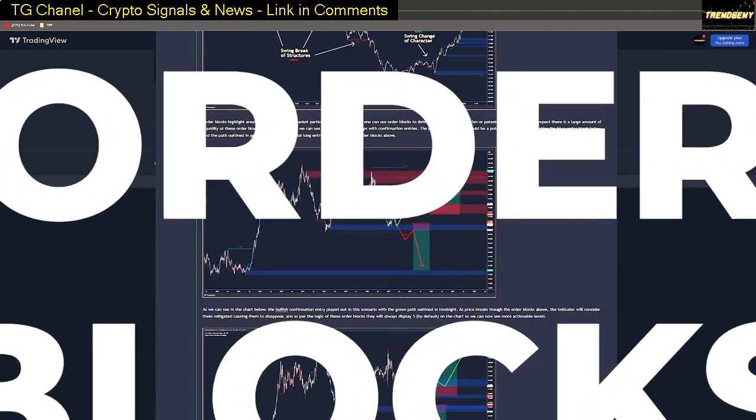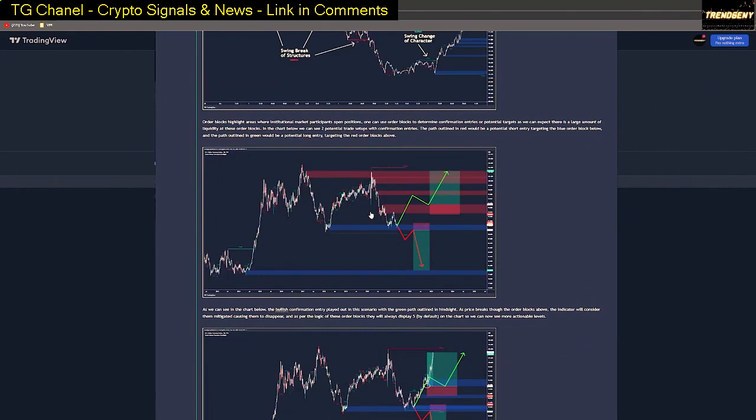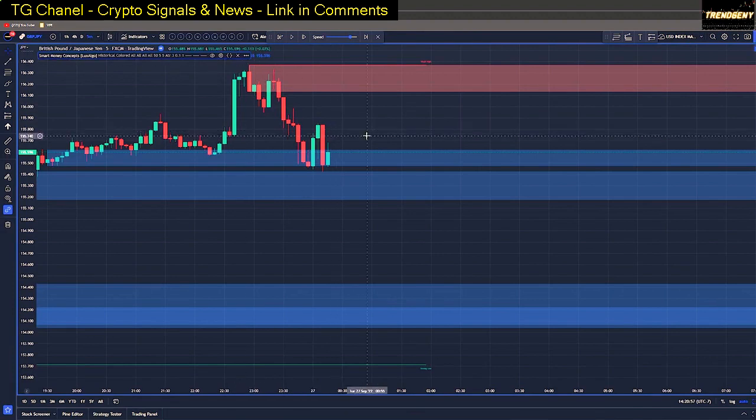And now when it comes to the order blocks, they are depicted by these red and blue zones. They're going to be the areas where the institutional market participants, or in other words, the major market movers, may potentially enter into the market. So those are going to be the opportunities, I would say, for primarily more reversal type of trades.